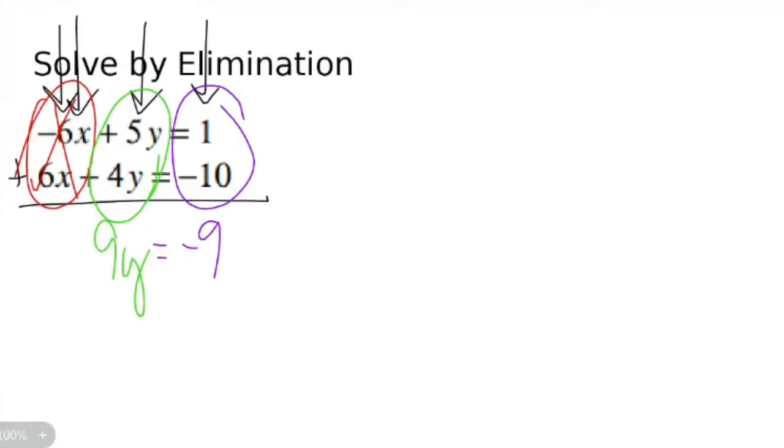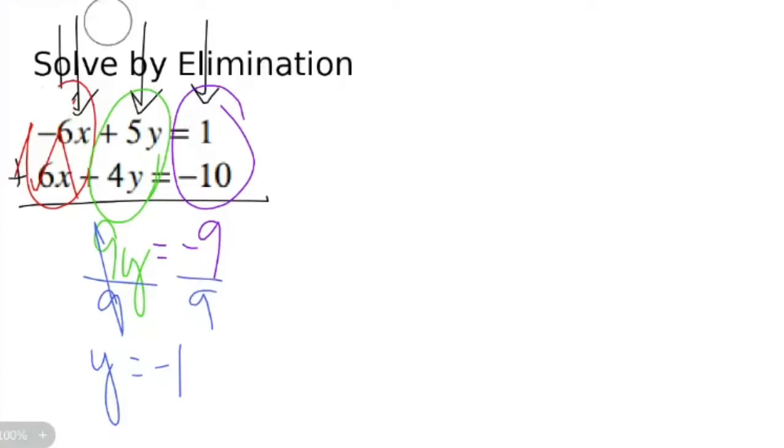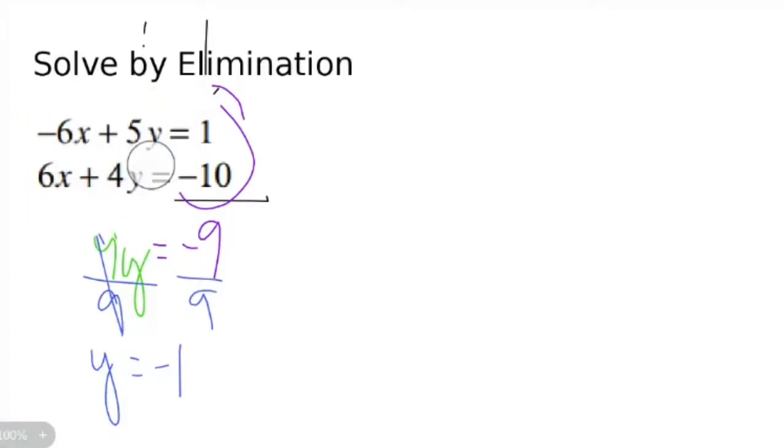Is y all by itself? No. What's in the way? 9. What do? Divide by 9. Cross you out. Negative 9 divided by 9 is negative 1. So now I have y is negative 1. I'm going to clean this area up because it's such a mess. I have y, but I don't have x.